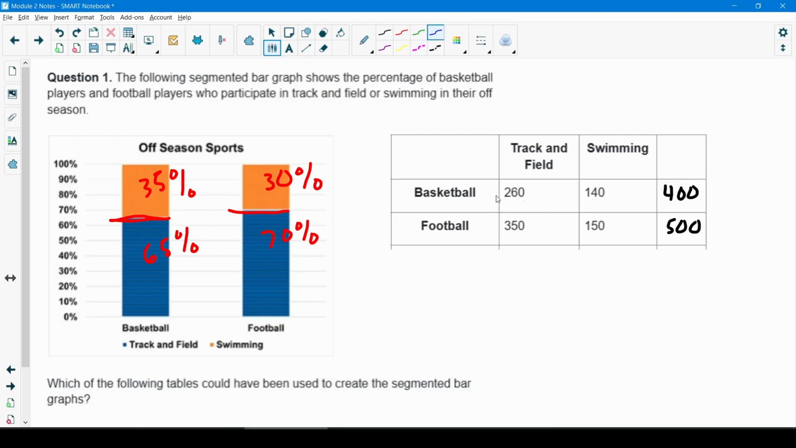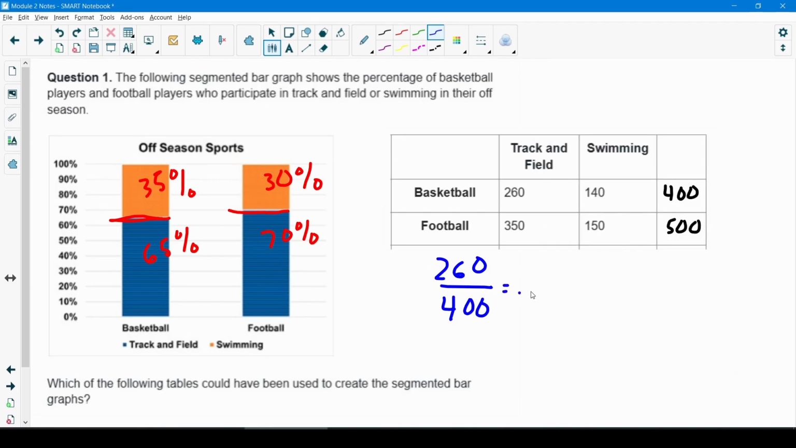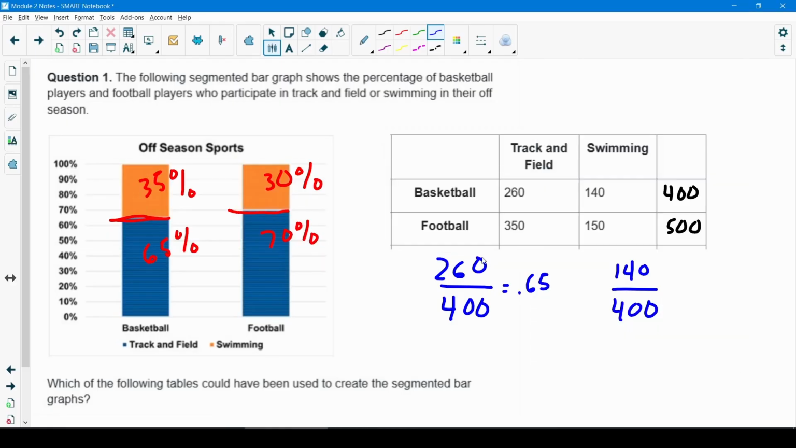So for example, if I look at this first number, 260, out of its total, which was 400, 260 divided by 400, I get 0.65. And I'll do the same thing for the next one. So 140 divided by 400. Again, I'll do that on my calculator. I get 0.35. All right, so already I can tell this is matching, right? 65%, 35%.